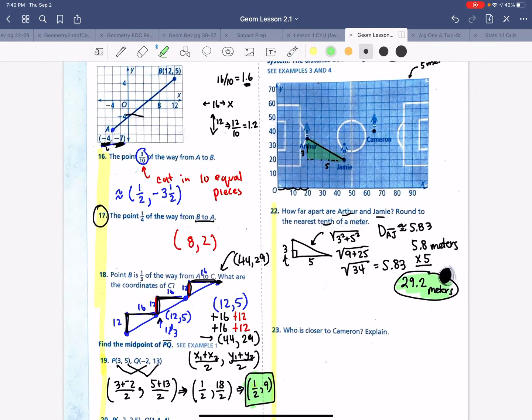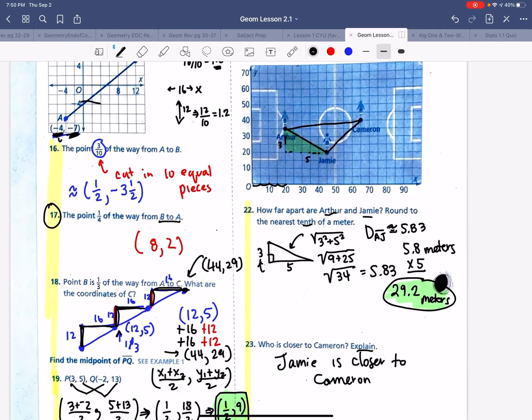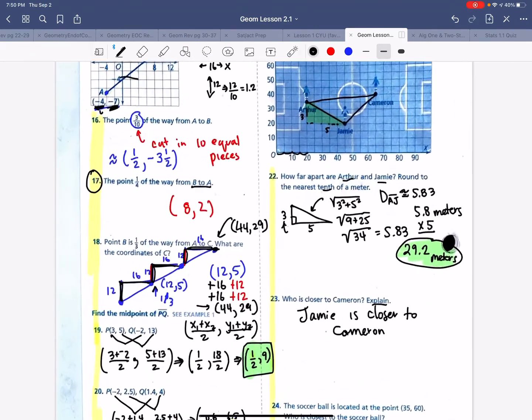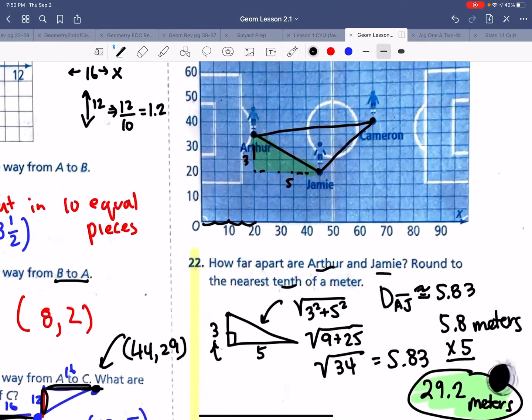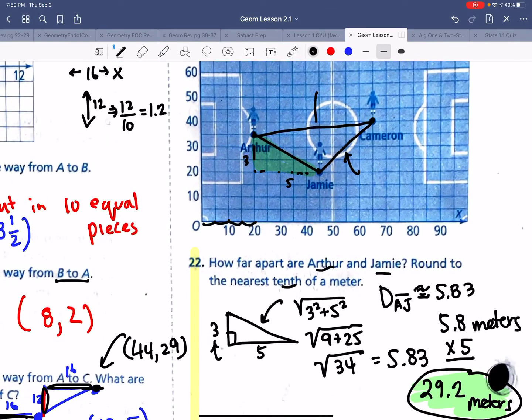Then it says, who is closer to Cameron? It seems pretty obvious just by looking that Jamie is much closer to Cameron. Jamie is closer to Cameron. But it says to explain, and I can't just go by looking. Oops. Okay, so that means that I have to figure out this distance and this distance.